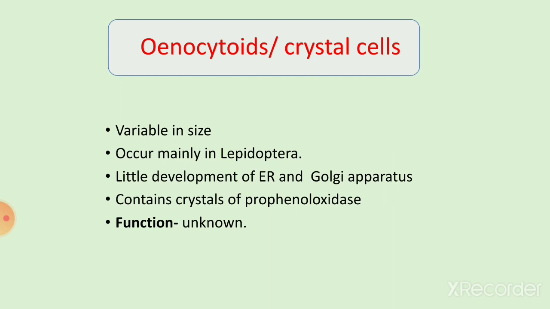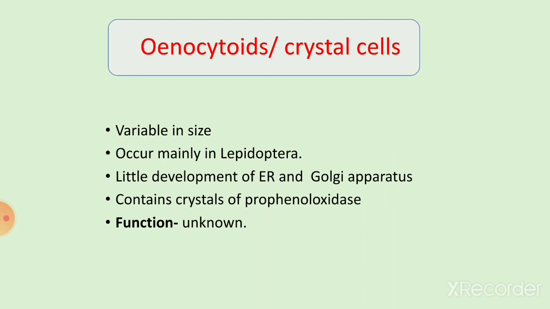The seventh type is oenocytoids, or it is also known as crystal cells. Oenocytoids are variable in size, often large, may be binucleate and lyse easily, but do not cause hemolymph coagulation when they lyse.